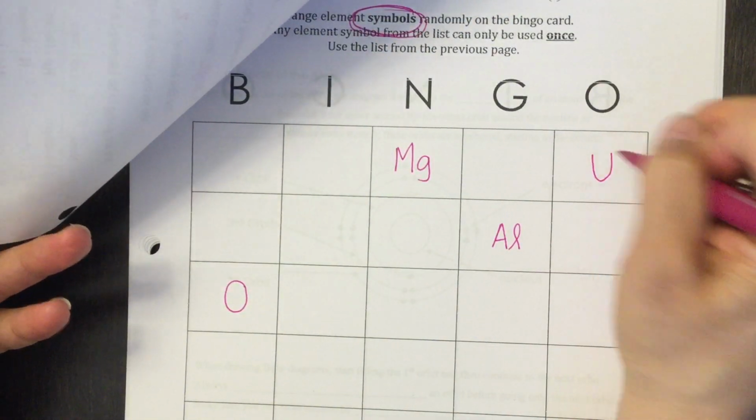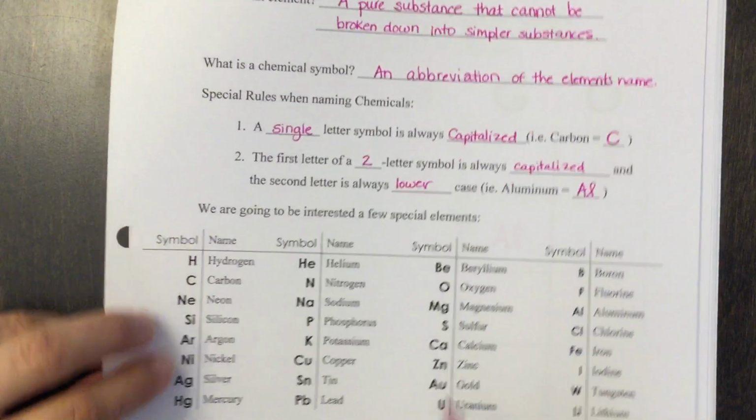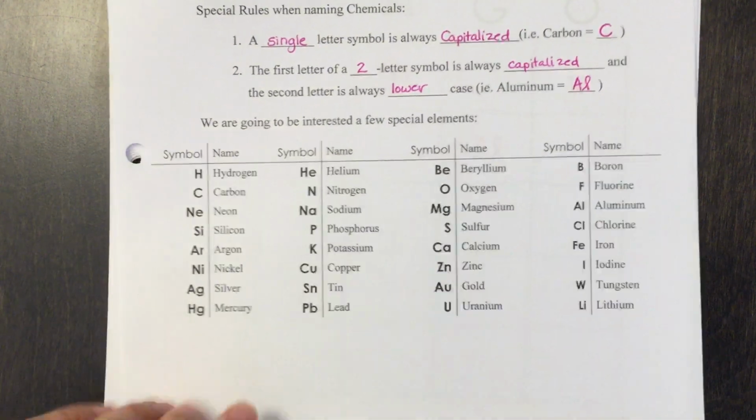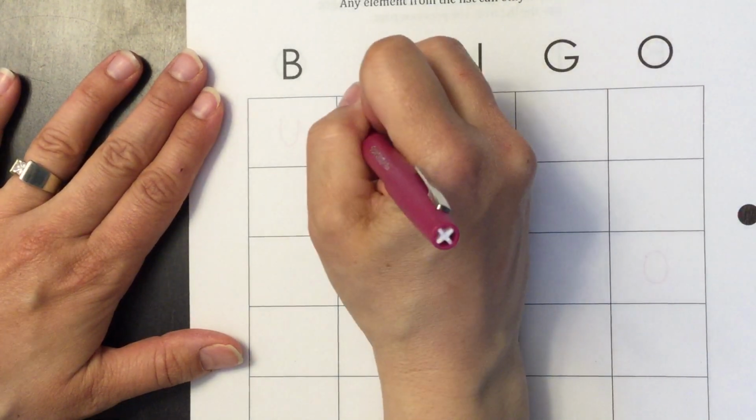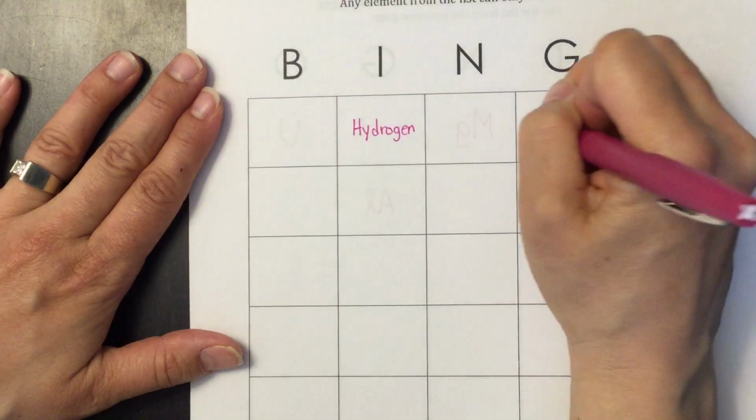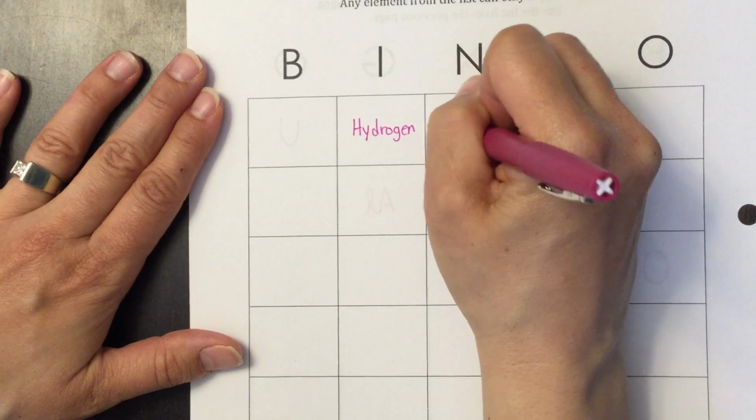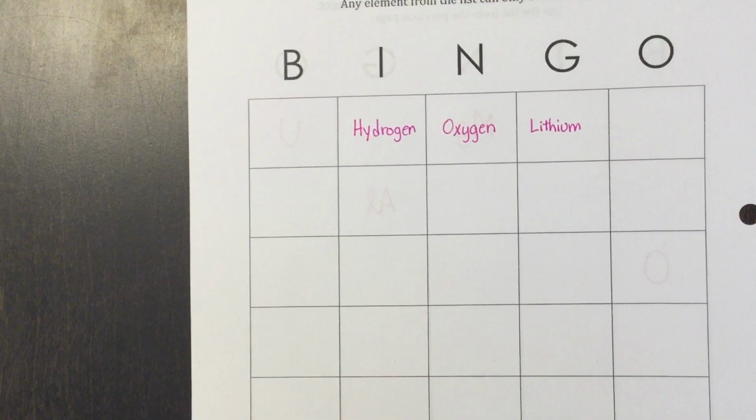You can fill it up however you want. You can't use anything twice, only once, but you can fill it up with all of these elements only. And on the back side, I want you to fill it up with the elements' names. So maybe this will be hydrogen, and this will be lithium, and then this will be oxygen. You get it ready so the whole entire card is full.